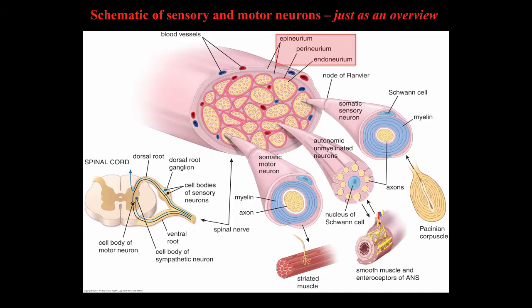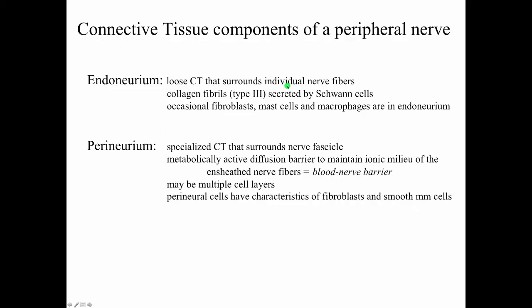Allow me to go back for 1 minute. So these would be individual nerve fibers like this. The yellow around those would highlight endoneurium. Endoneurium is a loose connective tissue. It's composed primarily of collagen fibrils that are type 3 collagen. This type 3 collagen is secreted primarily by Schwann cells. There may be occasional fibroblasts, mast cells, and macrophages within the endoneurium.